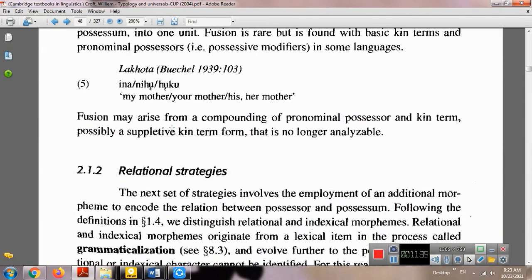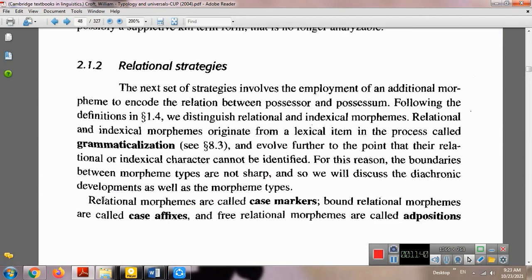Another strategy, that was the simple strategy, which contains three methods. The relational strategies. The next set of strategies involves the employment of an additional morpheme to encode the relation between possessor and possessum. Okay, in the relational strategies we use the additional morpheme to express the relation between possessor and possessum. You should know that.